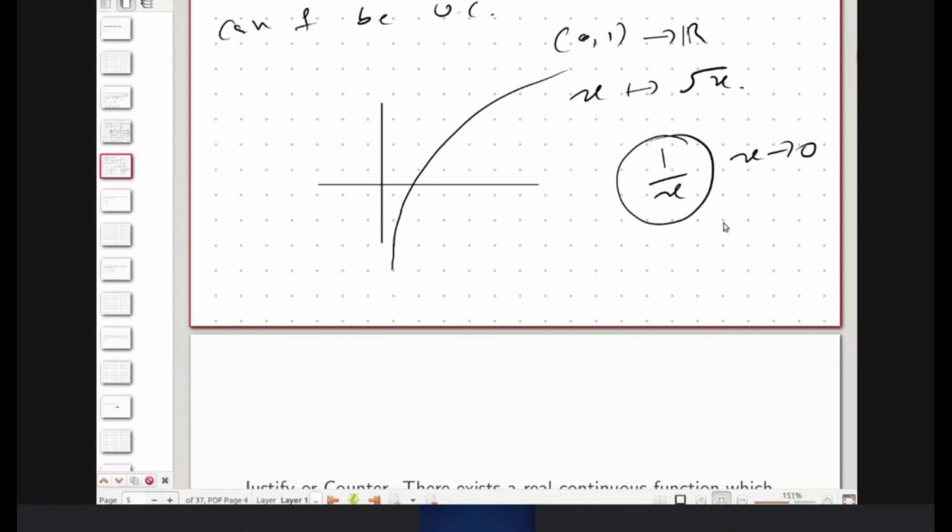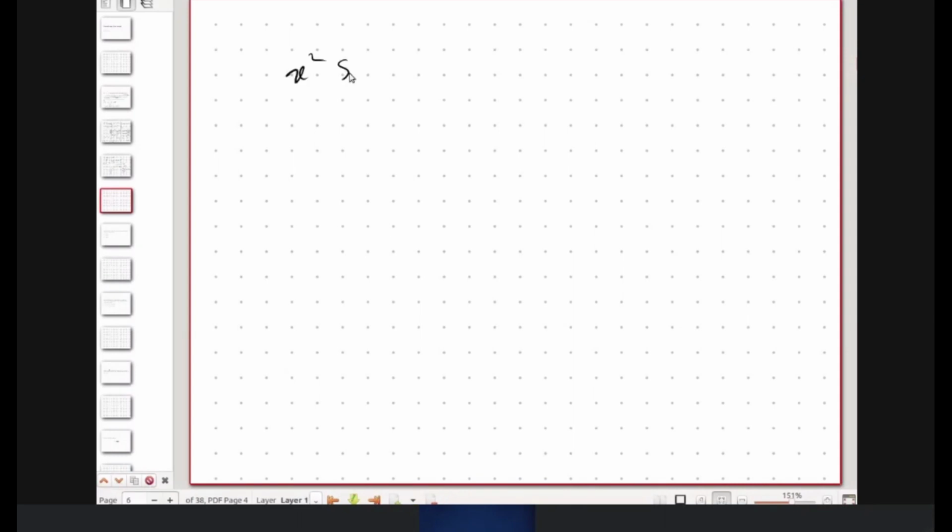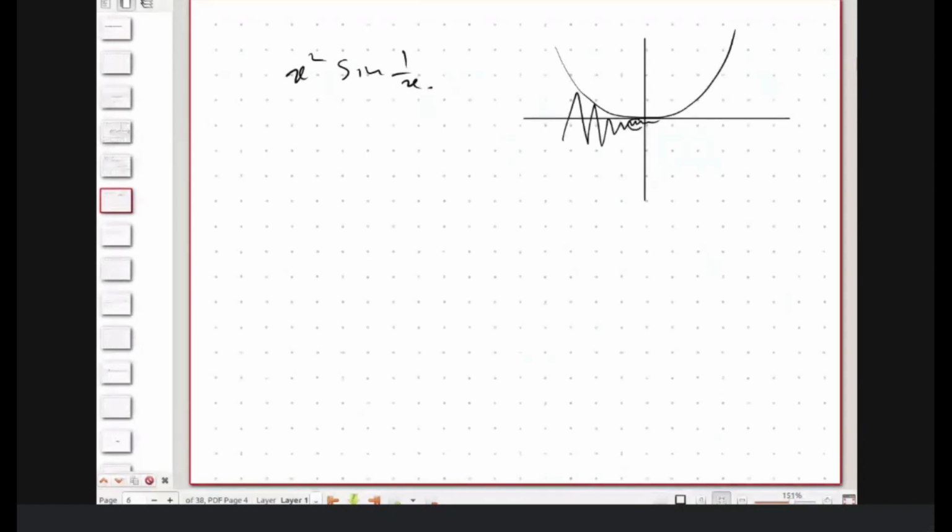x square sine 1 by x. Nice. Its derivative is 2x sine 1 by x plus the derivative of sine, which is cos 1 by x, times the derivative of 1 by x, which is minus 1 by x square. Yeah, that works too. It makes sense because the function looks like this, and here you can see that the derivative actually goes haywire. So yeah, that's a nice example.